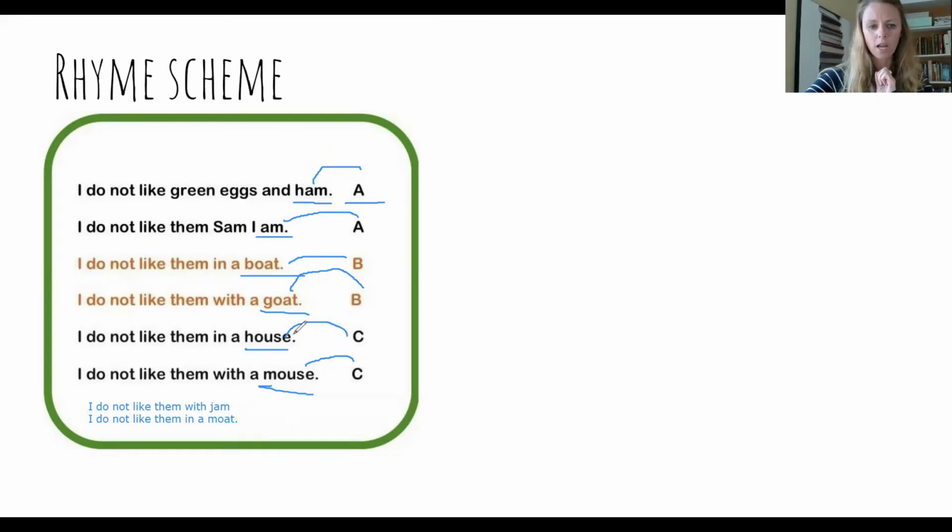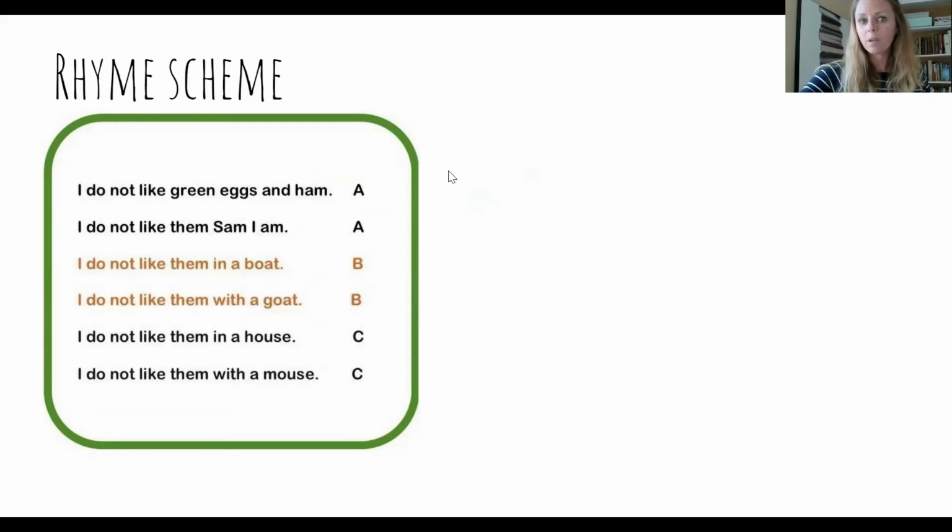Well, you would look at jam and you would say, have I heard the "am" sound before? Sure have. It's an A sound, isn't it? So that would get an A. Moat, have we heard that before? Yep. Goat and boat, which are the B sounds. So it's right there. So you would say, I'll erase my attempt at poetry there, but you would say the rhyme scheme for this is AA, BB, CC.